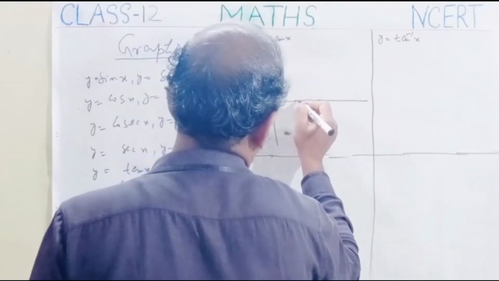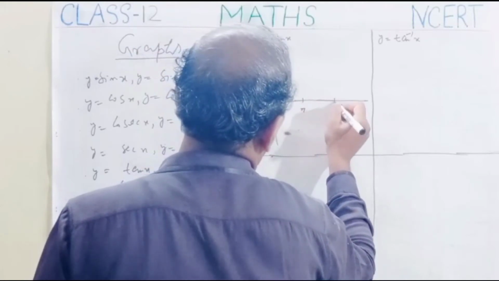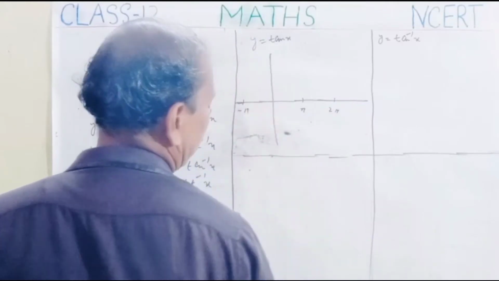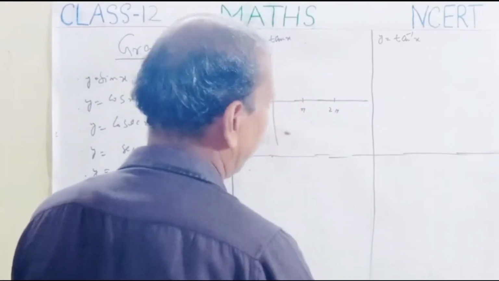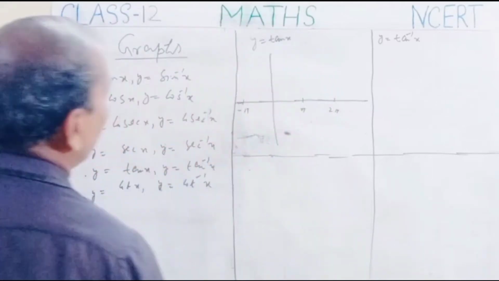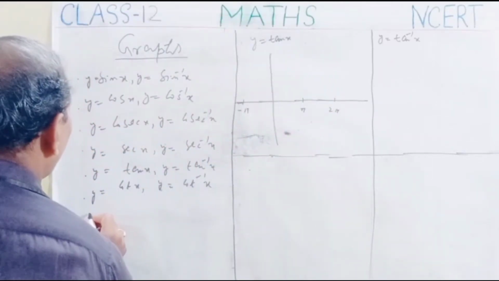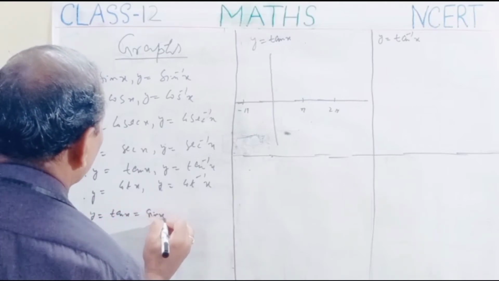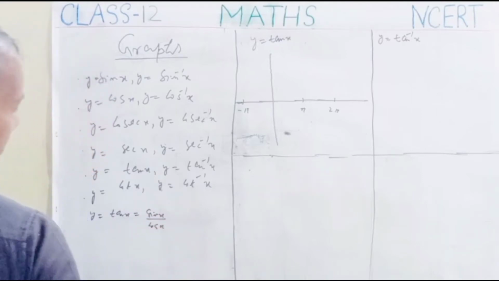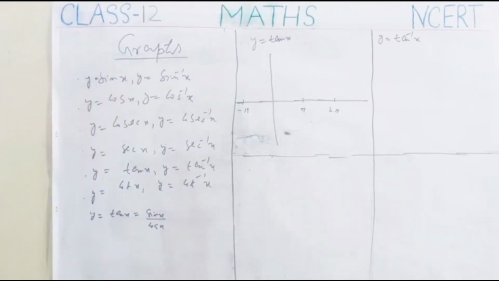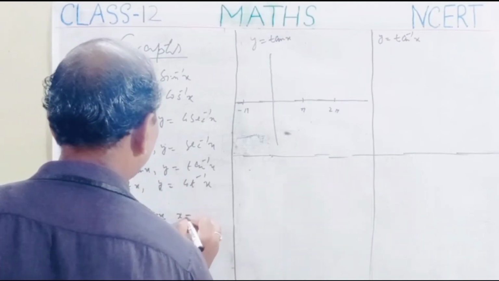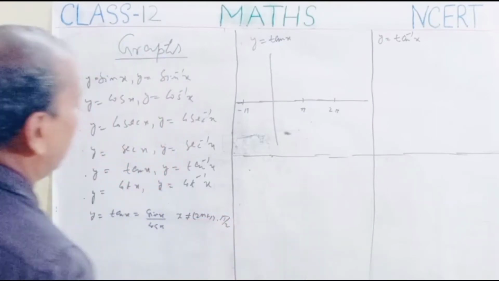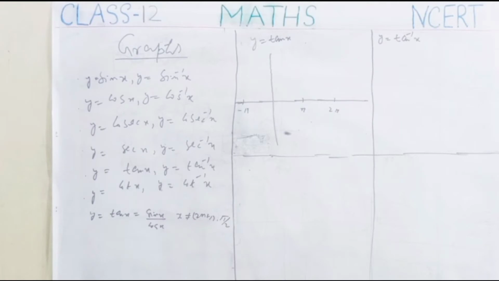Let's suppose this is your pi, this point is your 2 pi, and this is your minus pi. Now see here, y is equal to tan x, that is equal to sin x by cos x. So cos x is not equal to 0. Hence x is not equal to (2n plus 1) into pi by 2.